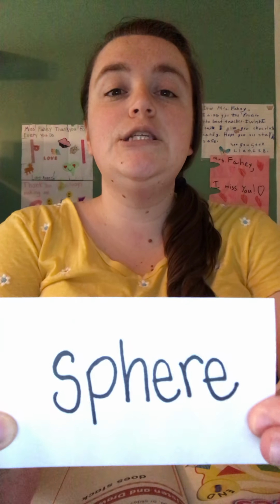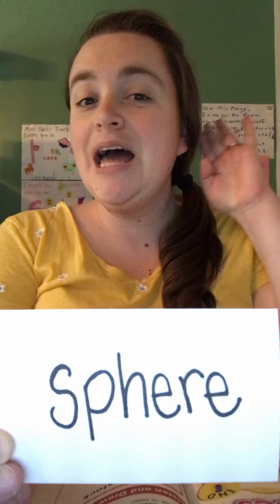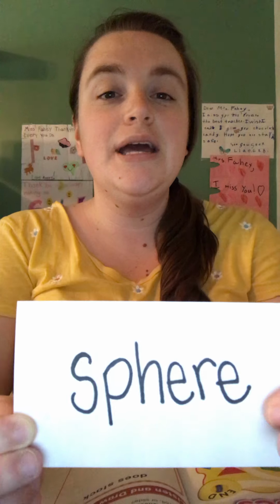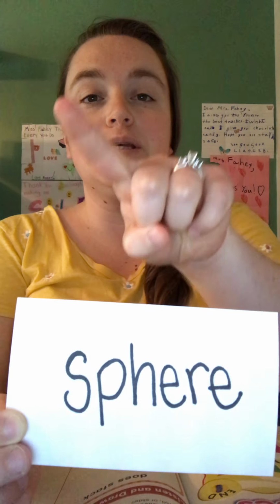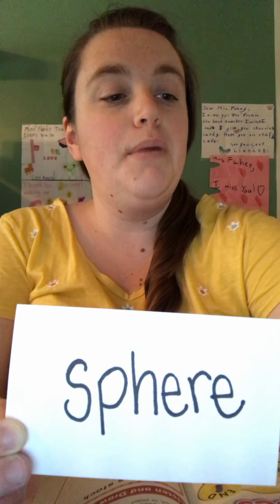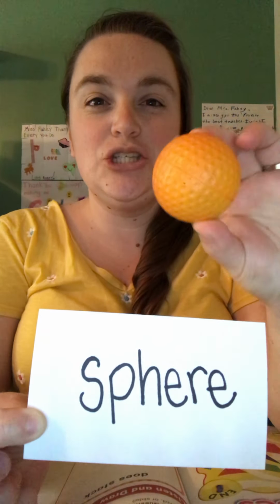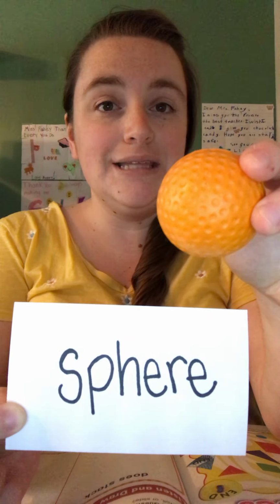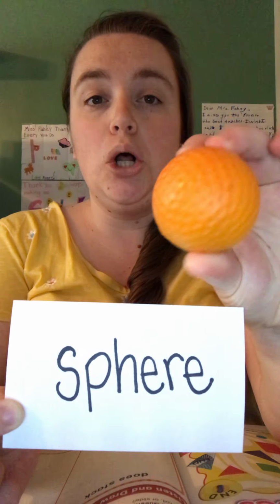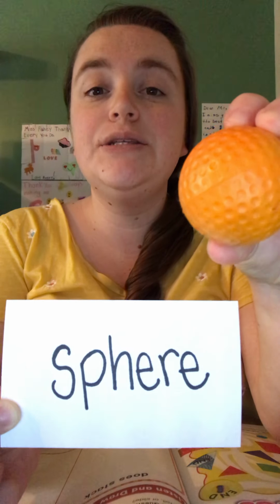Okay, the first shape that we are going to talk about, let's do the easiest one first. Sphere. Repeat after me. Sphere. Good. And a sphere, it's just a fancy word for something nice and round like a ball. So take a look here. I borrowed one of Finnegan's toys. This is nice and round. It has no points. It has no straight sides. This is a ball, or this is a sphere.